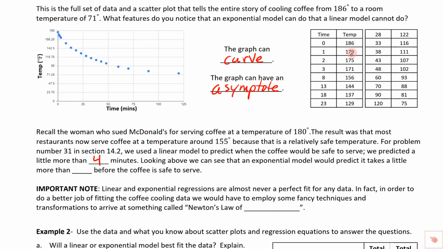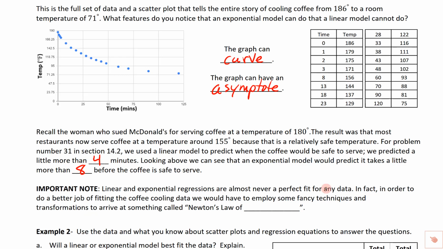It's going from 186, we're down to 175. At 8 minutes, it's at 156. So if we let a little bit more than 8 minutes go by, it's going to hit that 155 degrees. So it's going to take a little bit more than 8 minutes. Now, if you think about the difference between the two of these, the linear model would predict about 4 minutes. The exponential model would predict about 8 minutes. That's a big difference. Okay, quite a bit of time to wait for that to cool off completely.